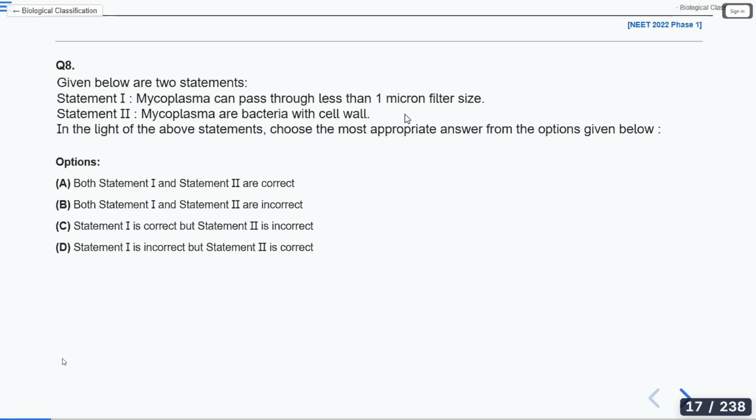Given below are two statements. Statement 1: mycoplasma can pass through less than 1 micron filter size. Statement 2: mycoplasma are bacteria with cell wall. In the light of the above statements, choose the most appropriate answer from the options given below. Both are correct, both are incorrect, one is correct and two is incorrect, one is incorrect and two is correct. Which is the correct answer? Give me the answers fast.